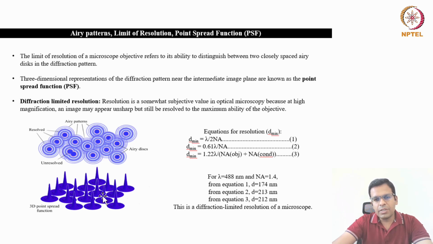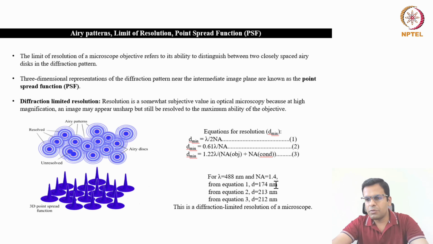So the point spread function is nothing but the 3D representation of this Airy disk and Airy rings. Till now we saw three equations for calculating the resolution of a microscope, known as d minimum. It can be calculated by lambda by 2NA, by 0.61 lambda by NA, and also by 1.22 lambda by (NA of objective plus NA of condenser). For the same wavelength, let's say 488 nanometer, and a numerical aperture of 1.4, all three equations will give you slightly different numbers.